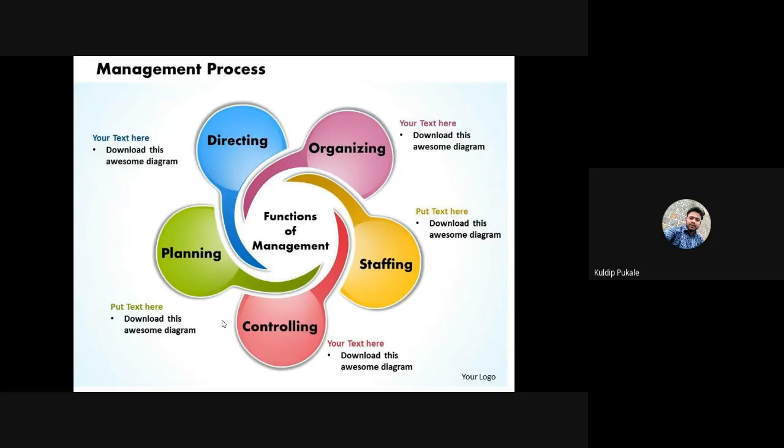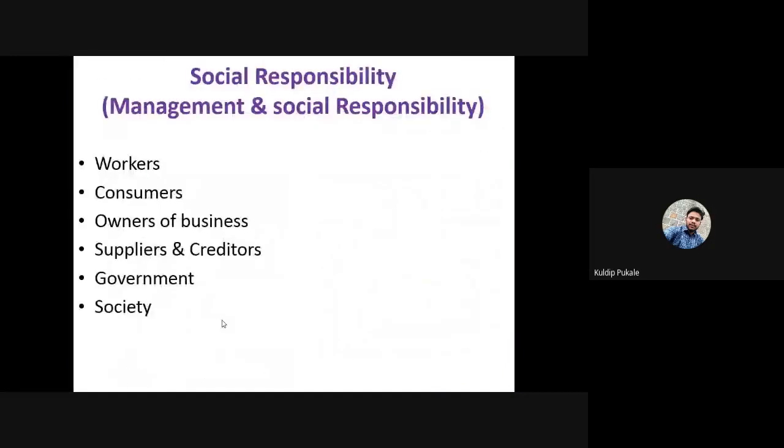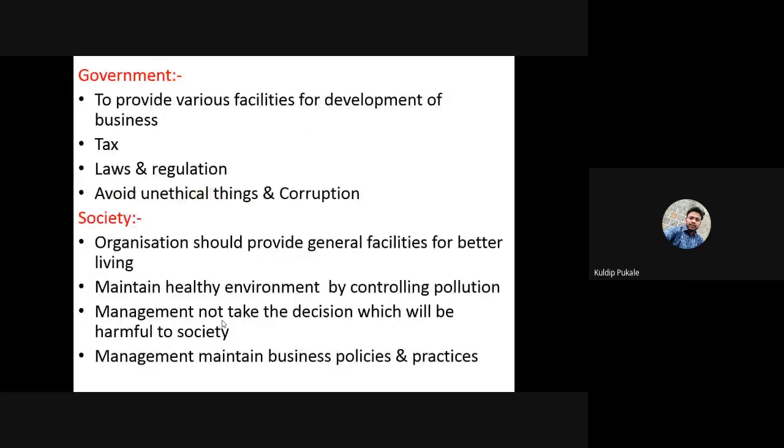Management functions are a process of achieving something. It requires proper planning, directing, organizing, staffing, and controlling. This is one by one. Then social responsibilities of management: workers, consumers, owners of business, suppliers and creditors, governments and societies. Sorry, one point is remaining: the government.